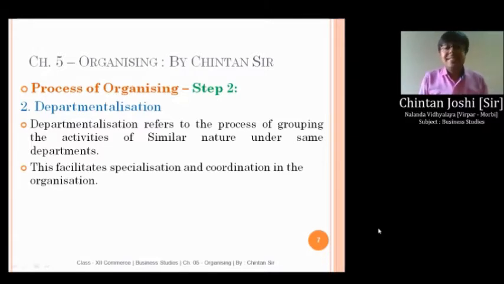This will facilitate organization to get the specialization of work from the employees as well as the better coordination in the organization.